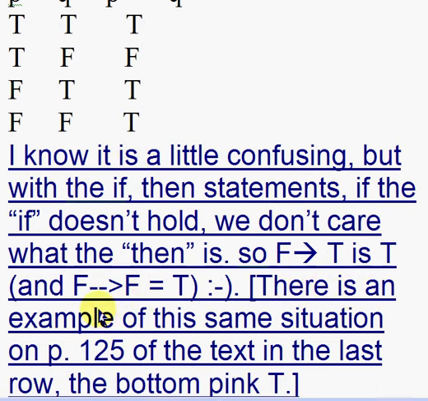Note that there is an example of this same situation on page 125 of your textbook, and the last row, the bottom pink T. However, the notation in the textbook is much more confusing than the notation used here. I recommend you avoid using the book's notation and instead stick with the notation we're using here in the truth tables demo.